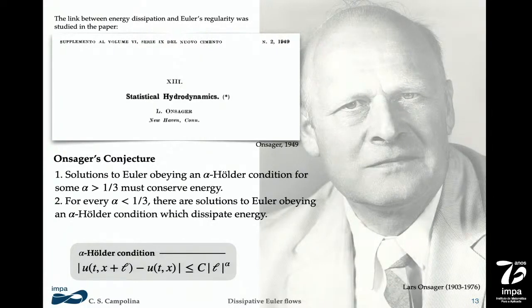Okay, the second part of the conjecture concerns dissipation of energy. So for every alpha less than 1/3, there are solutions to the Euler equations obeying an alpha Hölder condition which dissipate energy. So this is the part that states that when they are less regular, they will not conserve energy anymore.